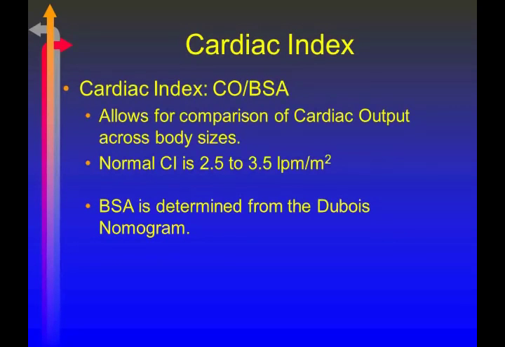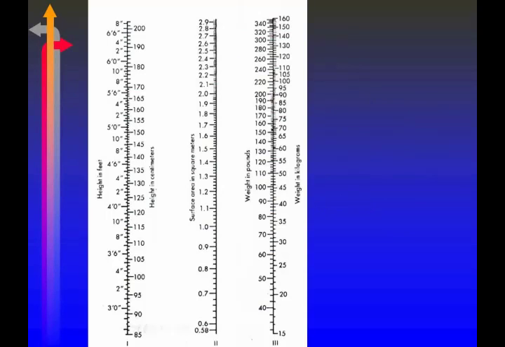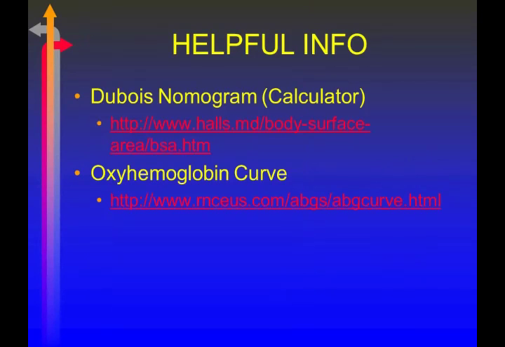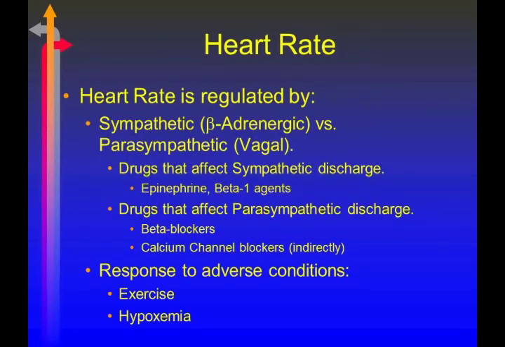We can create indices of these, so we're looking at it via body size using a Dubois nomogram. And in that case, the normal cardiac index is somewhere between 2.5 and 3.5 liters per minute per meter squared. If I'm 6 foot and 190 in my dreams, I would have a BSA of somewhere around 2.1. So dividing the measured cardiac output by the BSA will give me the derived cardiac index. If you ever want to, you can get these online.